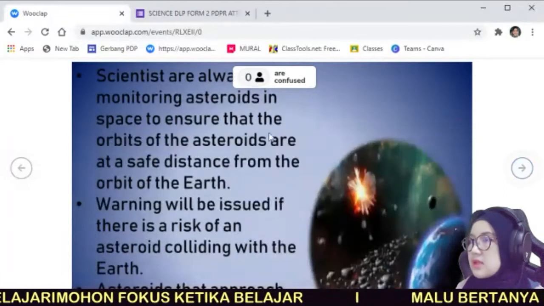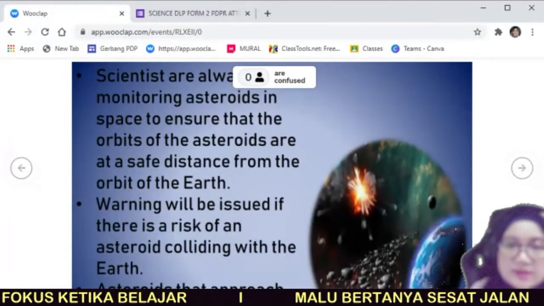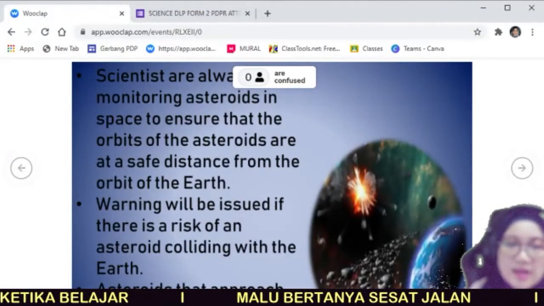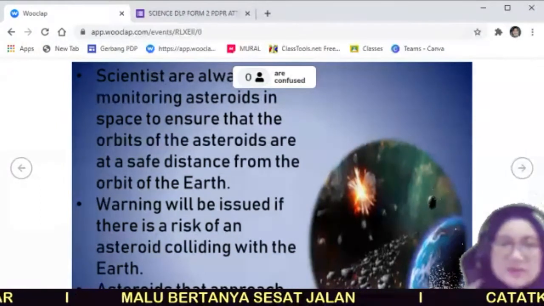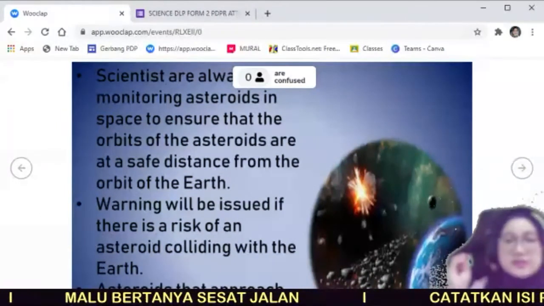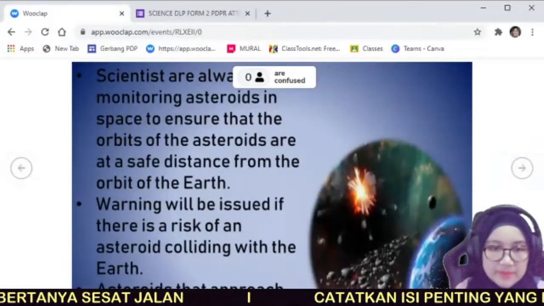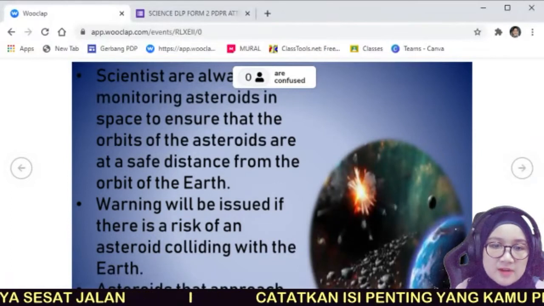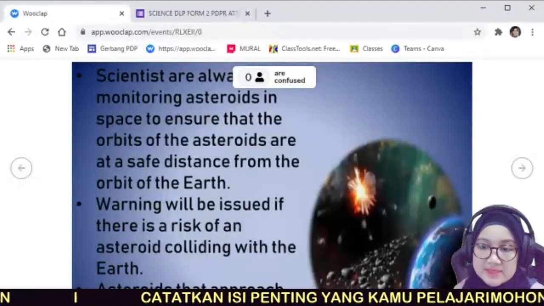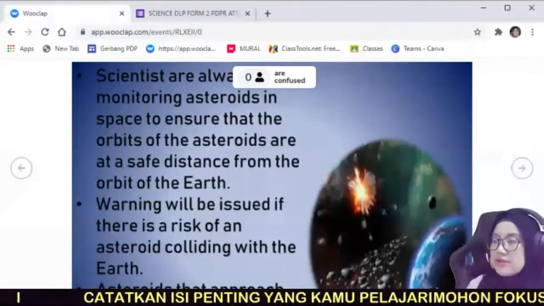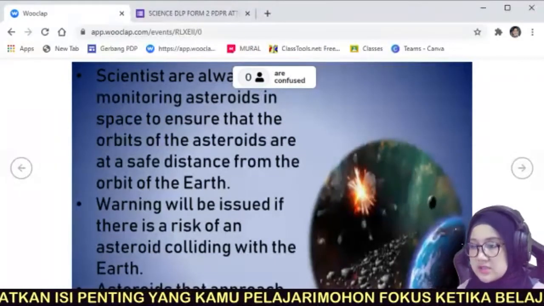Next. Scientists are always monitoring asteroids in space to ensure that the orbits of the asteroids are at a safe distance from the orbit of the Earth. This is to make sure that the asteroid does not hit the Earth and give a big impact to the Earth. A warning will be issued if there is a risk of an asteroid colliding with the Earth. That is what I meant just now. And an asteroid that approaches the Earth may be destroyed or have its course changed.